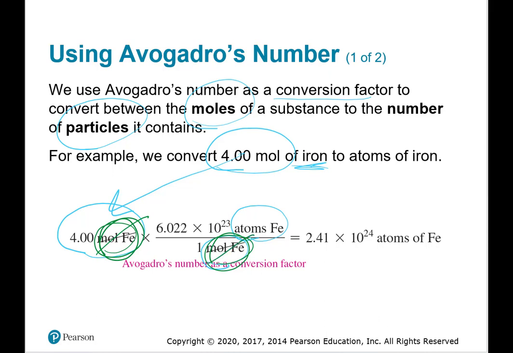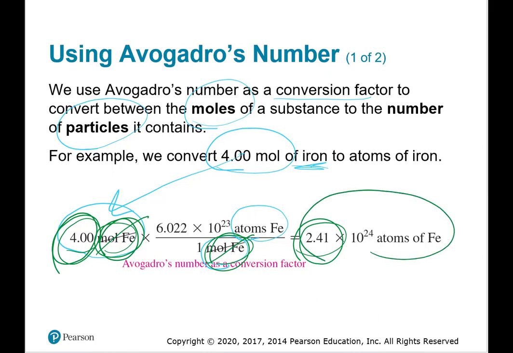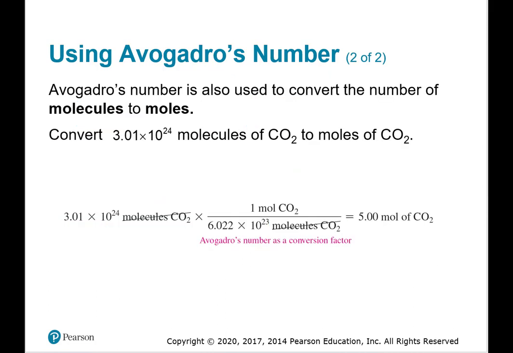We then can type in our calculator 6.022 times 10 to the 23rd times 4. I started with 3 significant figures, so I'm going to end with 3 significant figures. And we should get 2.41 times 10 to the 24th atoms of iron. We can use Avogadro's number to convert between the number of molecules to moles. So let's convert 3.01 times 10 to the 24th molecules of carbon dioxide to moles of carbon dioxide.